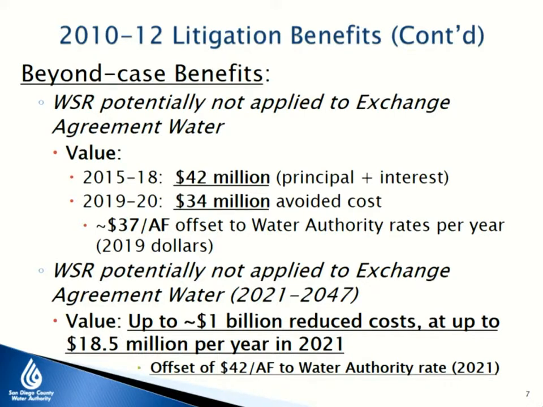The next item is additionally the water stewardship rate is potentially not chargeable in the future, 2021 through the end of the exchange agreement, which is 2047. That has a significant value of up to about $1 billion in reduced costs for the member agencies here, and that's about $18.5 million per year in 2021. The values change over time because the volumes of water change, and also Met rates, there's projections about Met rate changes that occur over the years, and that results in about an offset of $42 an acre foot for the Water Authority rate as of 2021.